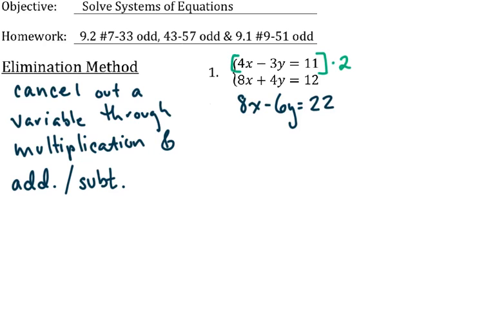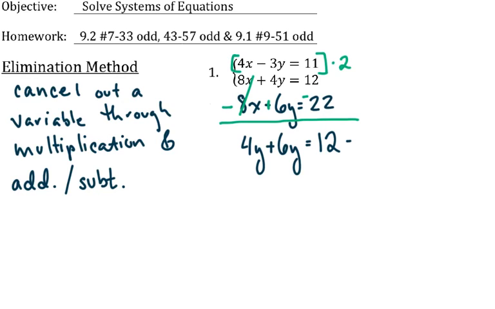Some teachers would say multiply this by -2. That's just dealt with by adding or subtracting. Since I multiplied it by +2, that means I'm going to subtract, because 8x minus 8x cancels out. When I subtract the equations, what I like to do is go through and make sure I'm subtracting each term like this, so that when I cancel out, I know that I'm going to end up with the correct sign. This would be 6y, and then 12 minus 22. So then 10y is equal to -10, and y equals -1.